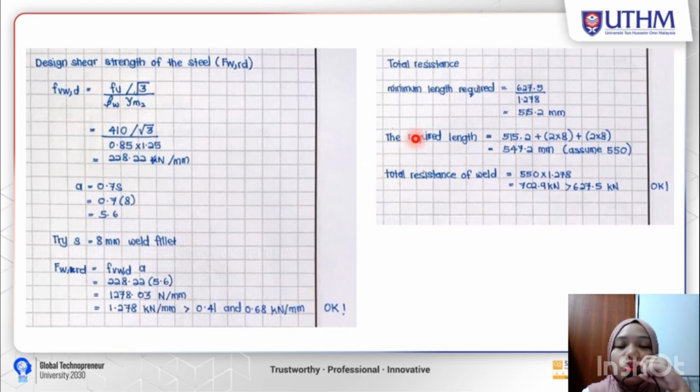And total resistance for this beam to column connection would be 702.9 kilonewton, and it is bigger than 627.5 kilonewton, therefore it is okay.